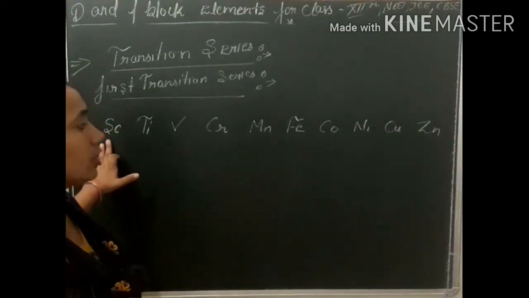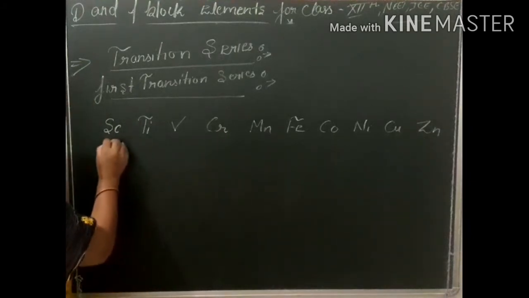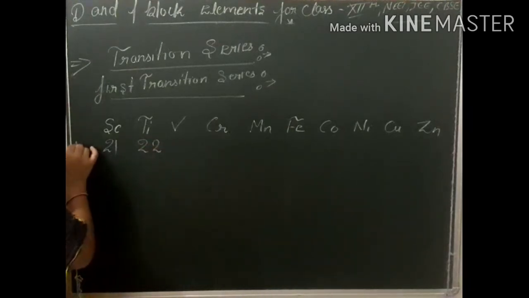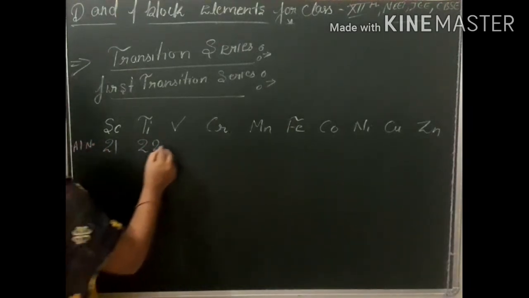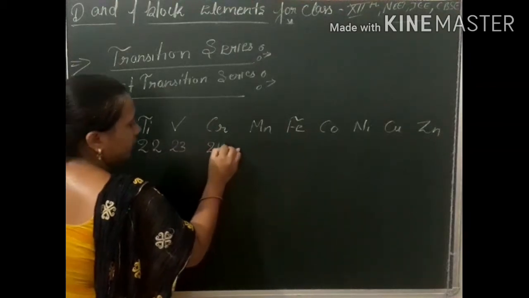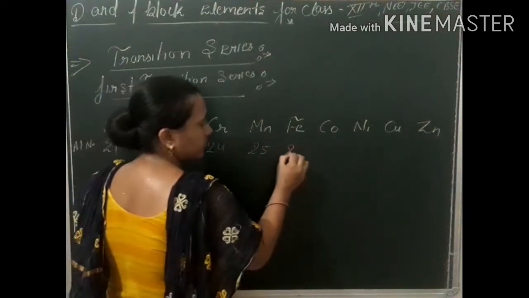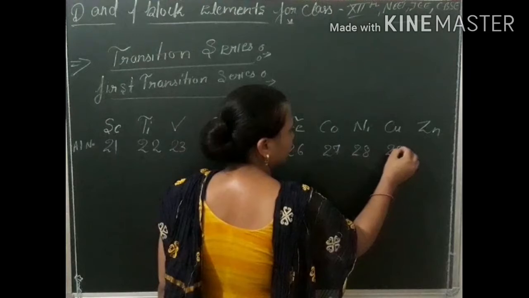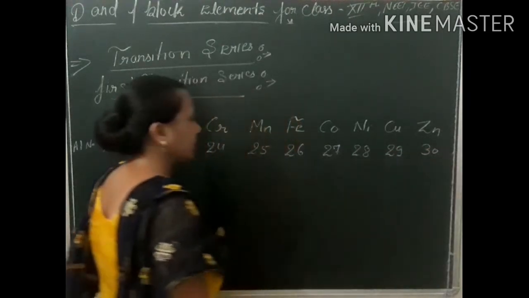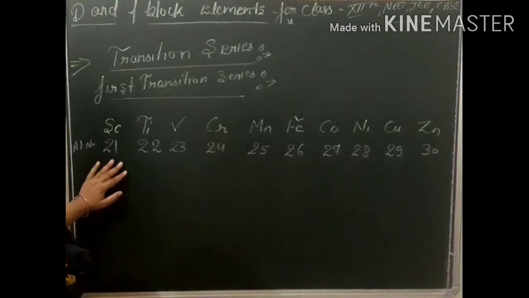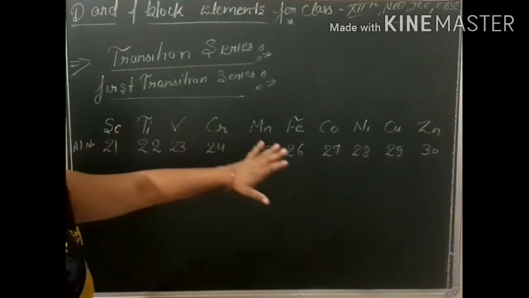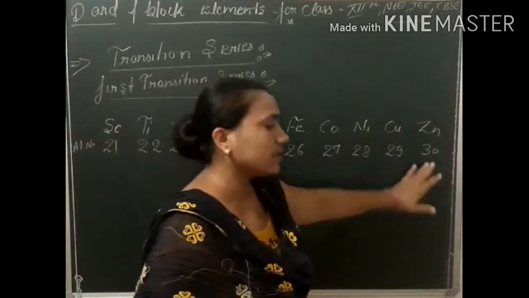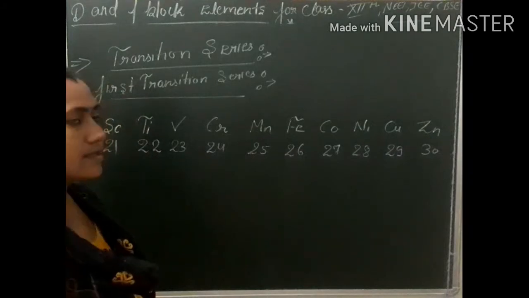The atomic number of scandium is 21 and of titanium is 22, then 23, 24, 25, 26, 27, 28, 29 and 30. Now this is the first transition series. The elements are present from scandium to zinc: the atomic number of scandium is 21 and of zinc is 30. Now the next is the second transition series.